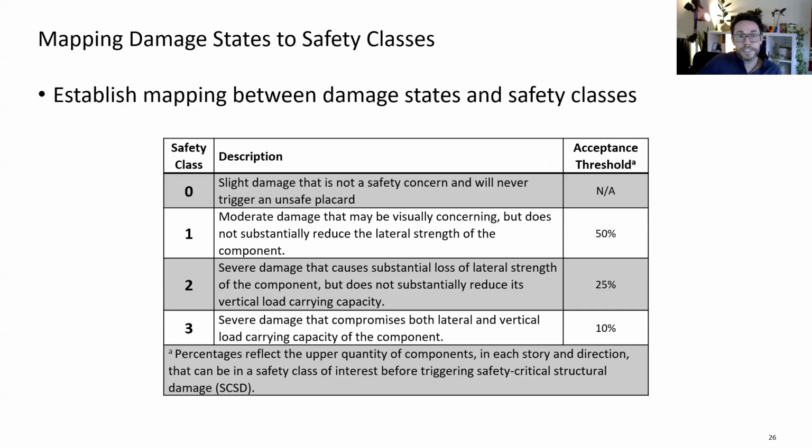So to use these damage predictions to evaluate safety critical structural damage, we need to map damage states in each component to a corresponding safety class, which will be used when propagating the results through the fault tree that you've now seen a couple of times. So this table provides you with the description and the acceptance criteria threshold for each safety class before triggering safety critical structural damage. So the more severe the damage description, the higher the safety class, and as a result, the lower the acceptance threshold, because we can only tolerate so many of those components if they're severely damaged. So that's sort of the key idea there.